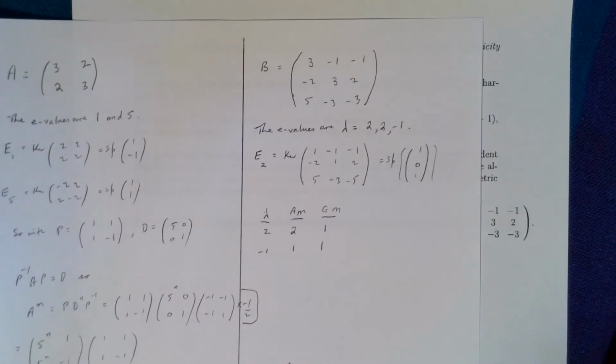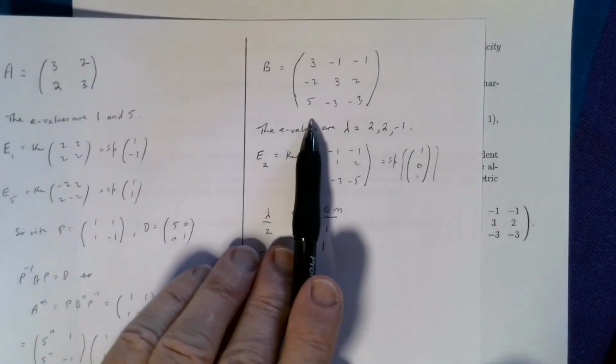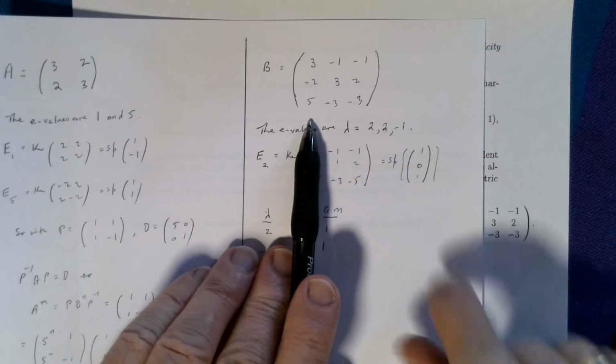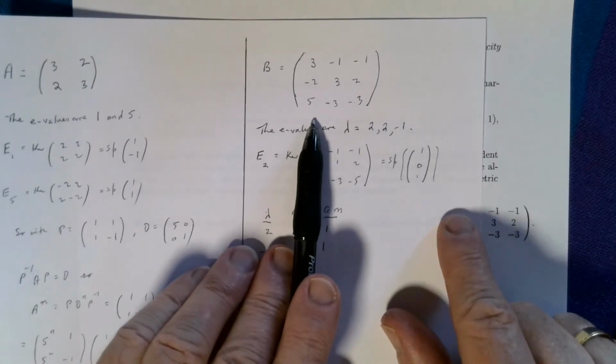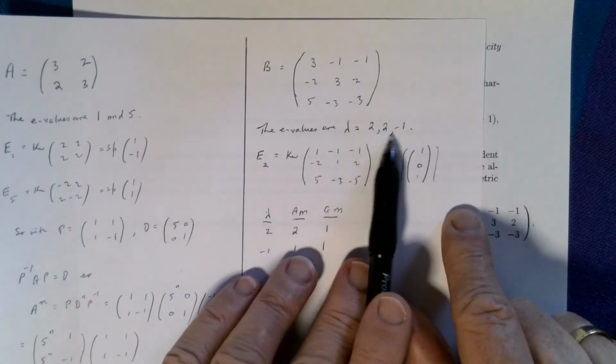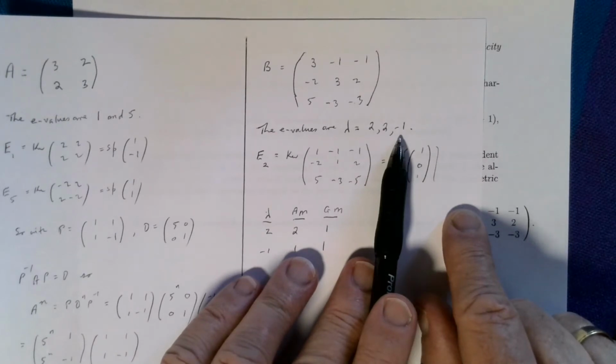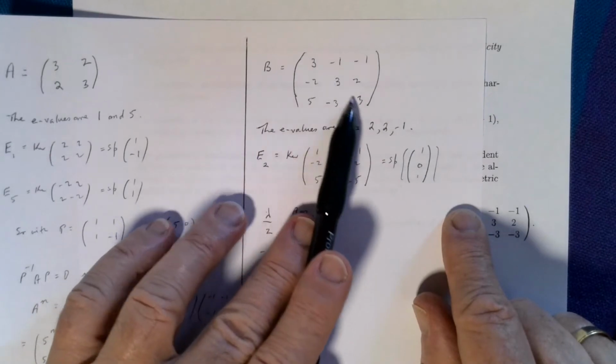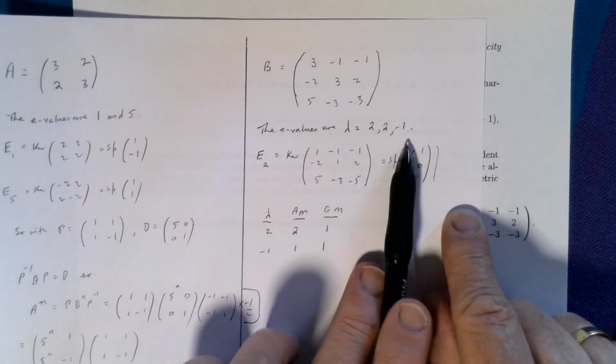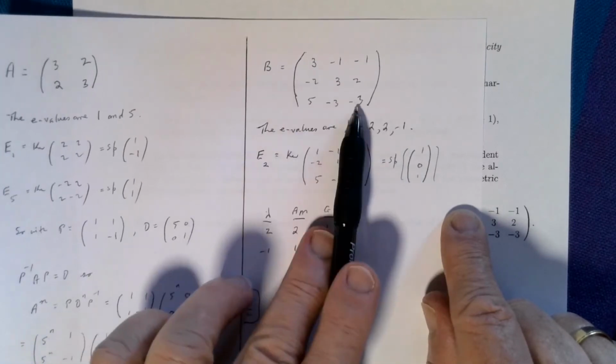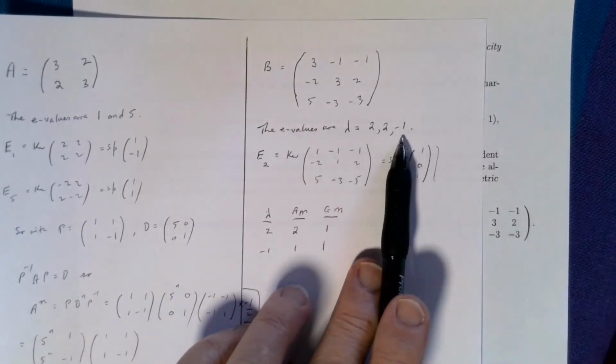Here is our matrix B. And without further ado, I'm just going to tell you what the eigenvalues are. I'll leave you to calculate them. It turns out they're 2, 2 and minus 1. You can check that makes sense. If you take the trace of this, you get 6. And if you add up these, you get 3, I should say. And you add up these, you also get 3.